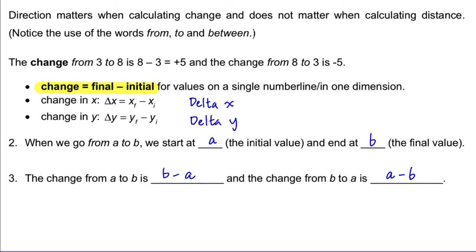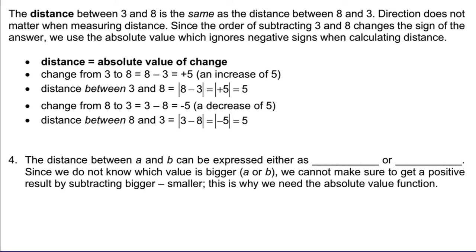When we want to calculate distance, we know that the distance between 3 and 8 is the same as the distance between 8 and 3. And so we say that distance is the absolute value of change. So we calculate our change, but then we use the absolute value, which ignores the negative signs because, well, distance can't be negative. So the change from 3 to 8 is positive 5, but the distance between 3 and 8 is the absolute value of positive 5, or just 5.